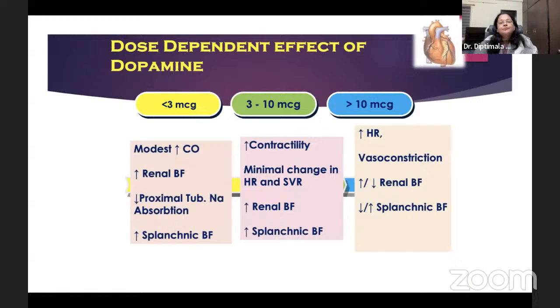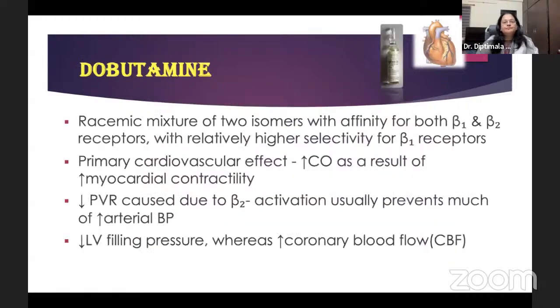So as I told you, dopamine has dose-dependent effect. Less than 3 microgram, between 3 to 10 microgram and above 10 microgram. So depending on the clinical situation, we have to adjust the doses. We are using it for which purpose, that has to be clear in our mind while ordering the dose of dopamine.